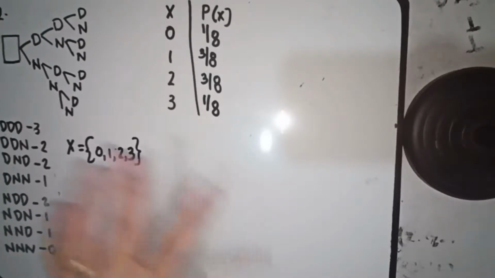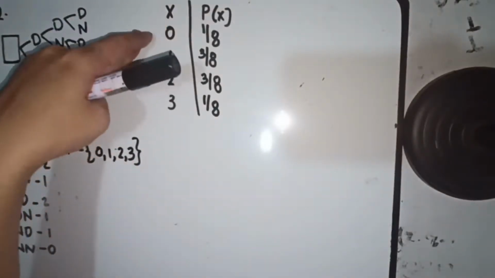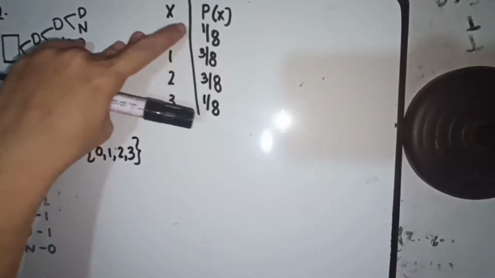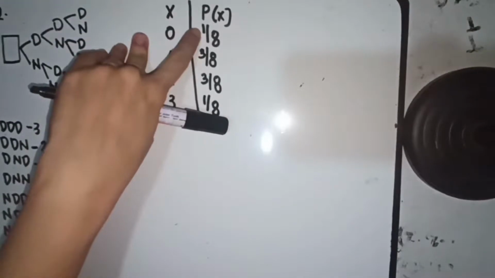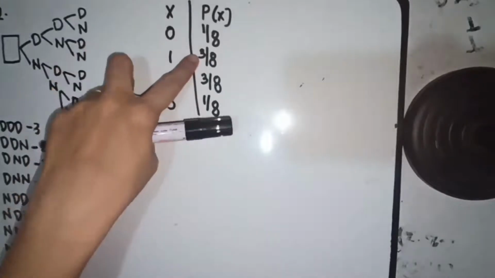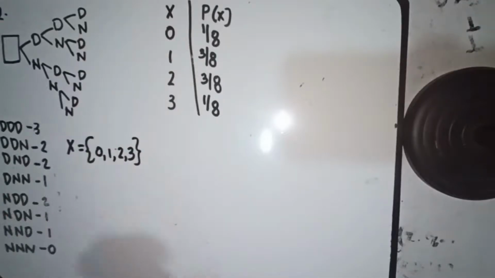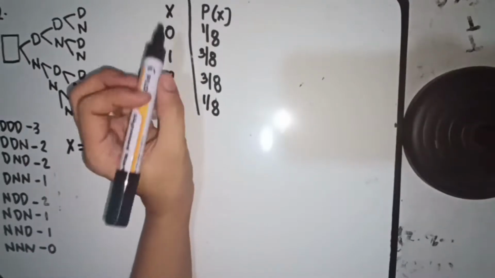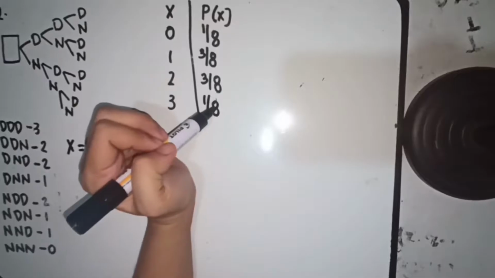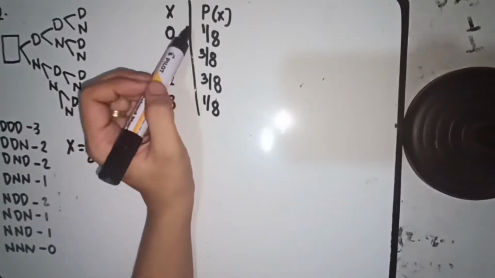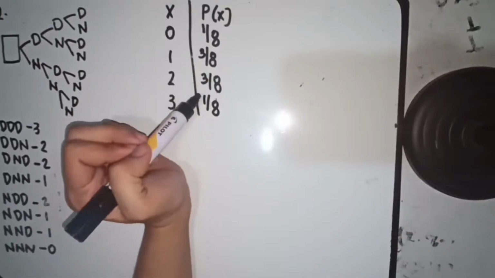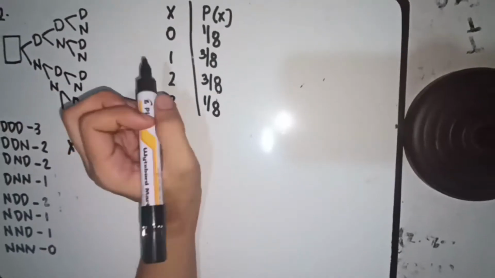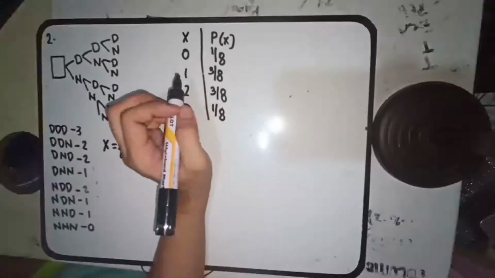Okay? So again, for the first property, the corresponding probabilities must be equal to or between 0 and 1. So 1 over 8 is between 0 and 1, and 3 over 8 is between 0 and 1. Therefore, we satisfy the first property. For the second property, the sum must be equal to 1. Since the denominator is 8, we only add the numerators. So 1 plus 3 plus 3 plus 1 is 8, and 8 over 8 is equal to 1. Therefore, this is a correct probability distribution table.